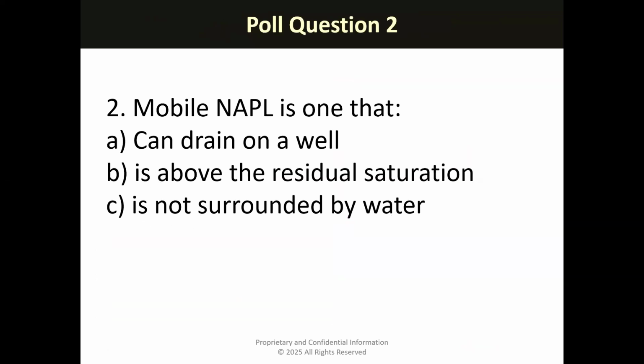And we're getting a lot of answers. Thank you for answering this. The overwhelming response is, well, some people are saying it can drain on a well, and I think that is intuitively correct. But I think that the definition of mobile NAPL has to do with residual saturation. The one thing that we will discuss in this presentation is that that only applies to unsaturated NAPL, and you will see why in a second. So I'm going to end the poll here, and I'm going to move through the presentation.